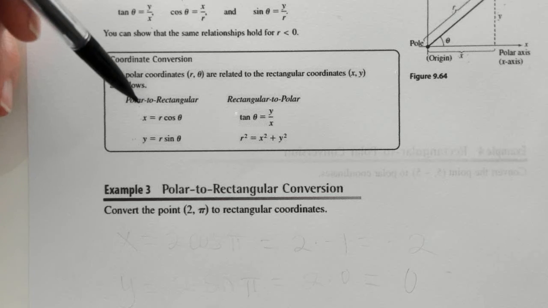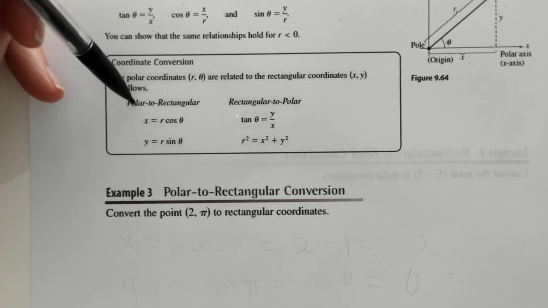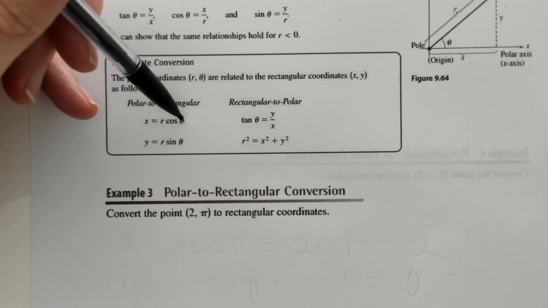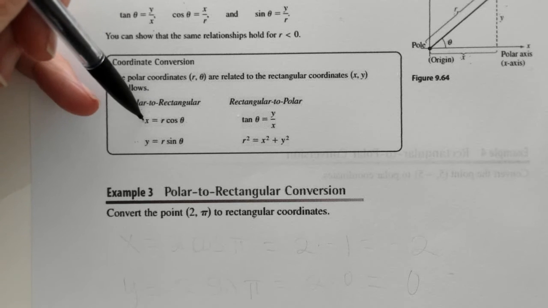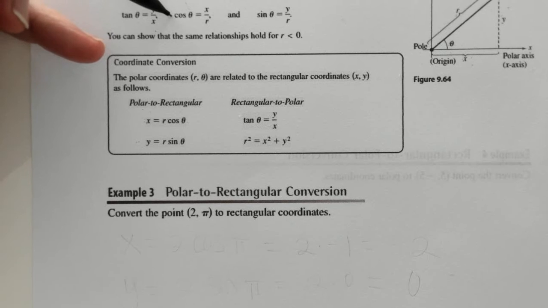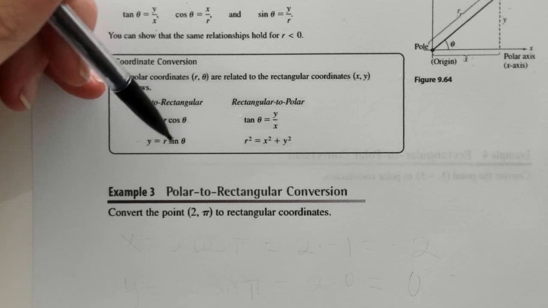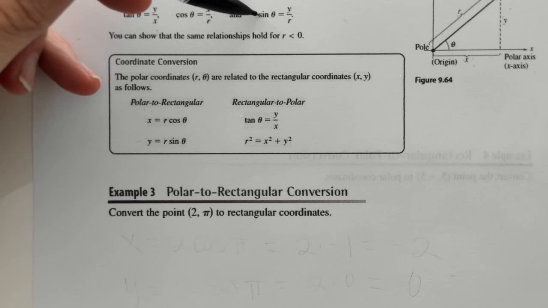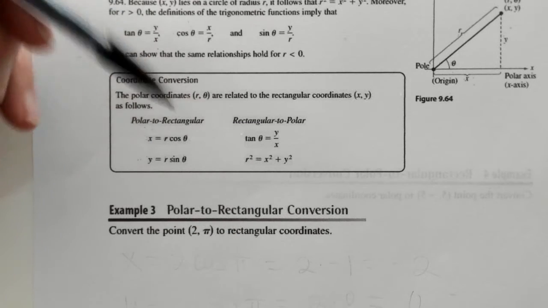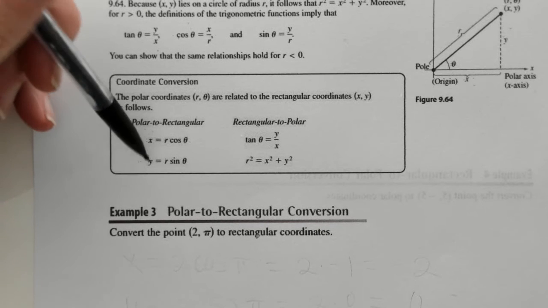So how do we convert? If you're going from polar to rectangular, you're starting with polar, so you have the r and the theta from the coordinate. You plug them into the cosine equation, and that gives you the x, formed by rearranging this equation. If you want the y coordinate, you plug the r and the theta into the sine equation here, and that gives you the y, formed by rearranging this equation. This is how we convert from polar to rectangular. That'll give you your two rectangular coordinates.